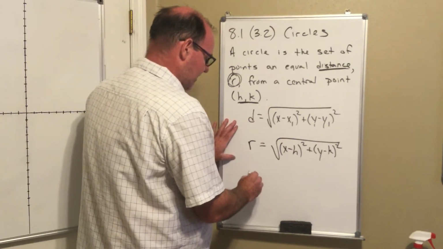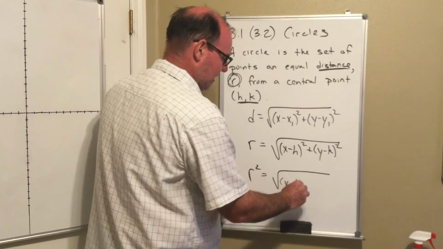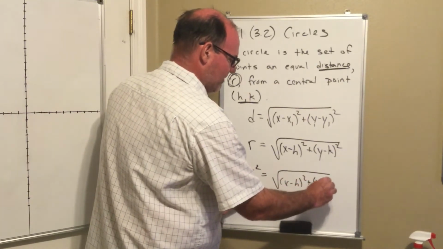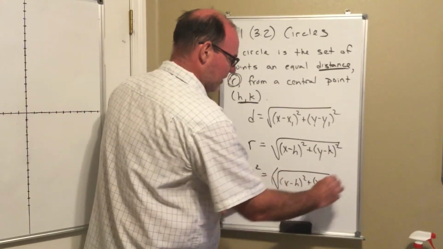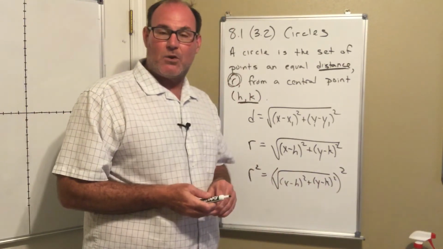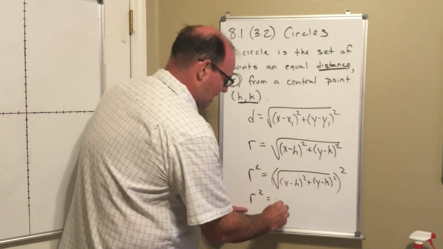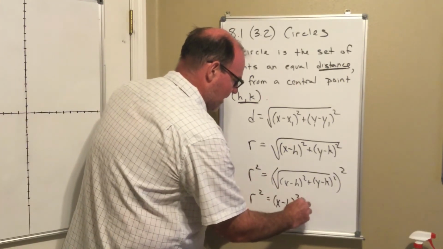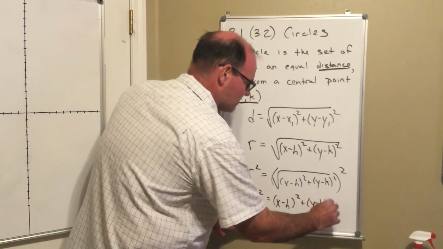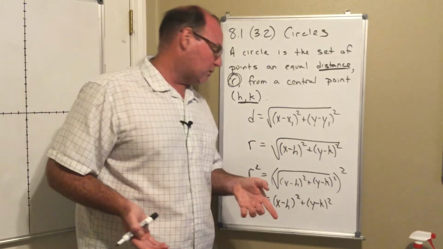And so on the left, I've got r squared. And on the right, I've got (x minus h) squared plus (y minus k) squared, and I am going to square that whole thing. That gives me this format of the equation of the circle. So I've got r squared is equal to (x minus h) squared plus (y minus k) squared, because the square root and squaring, those two things undo each other.